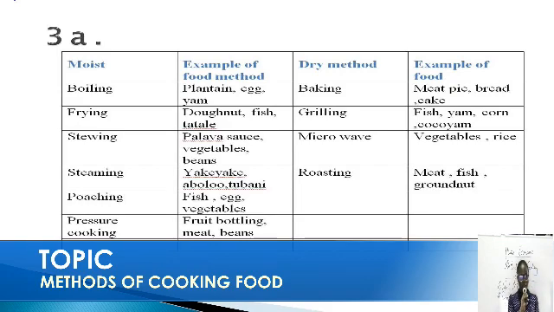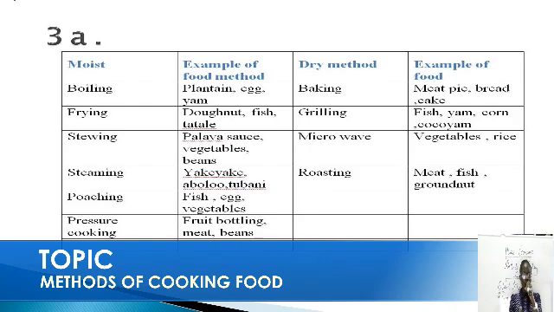So looking on your screen, as we explained the moist and dry methods of cooking food, you can see that we have separated the moist method and the dry method of cooking food. And then aside, we have given you some examples of foods that you can cook under each method of cooking food. So if you are choosing a method of cooking food based on the type of food that you are going to cook, you have to check if you can use any of these methods to prepare your food.